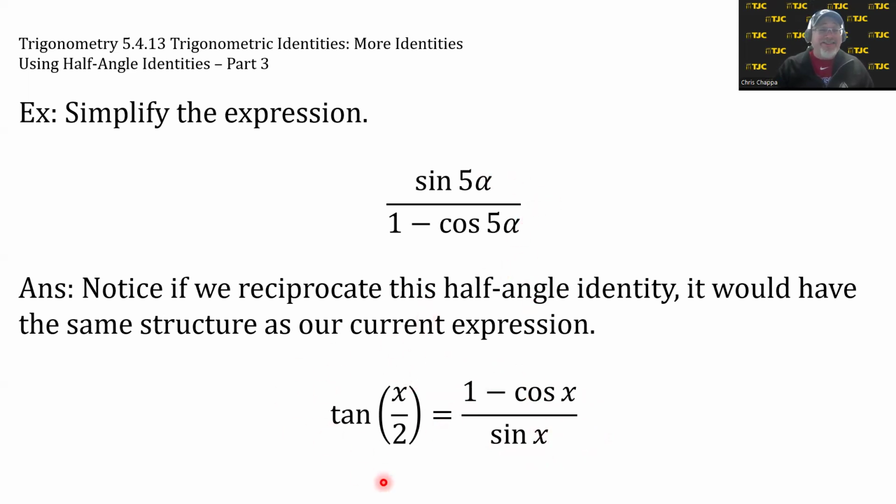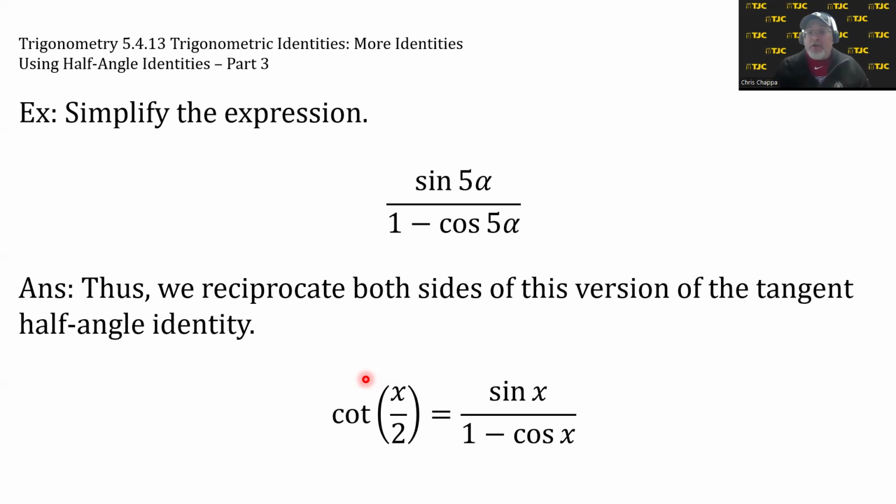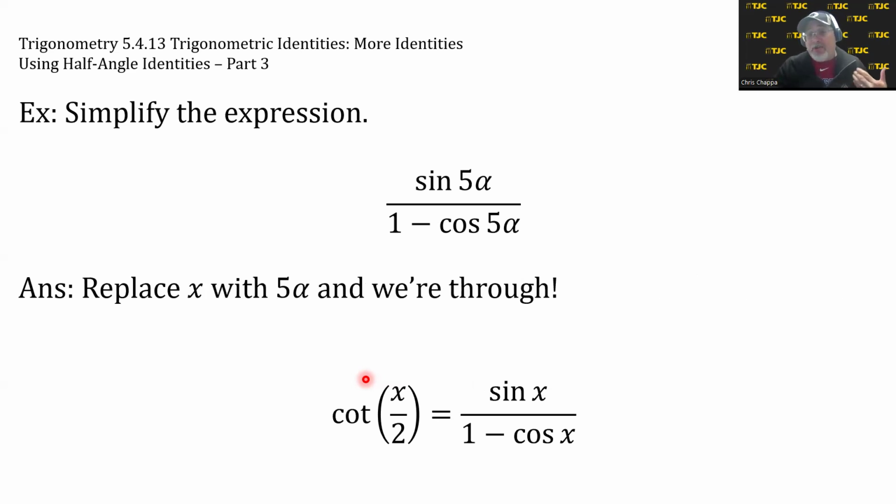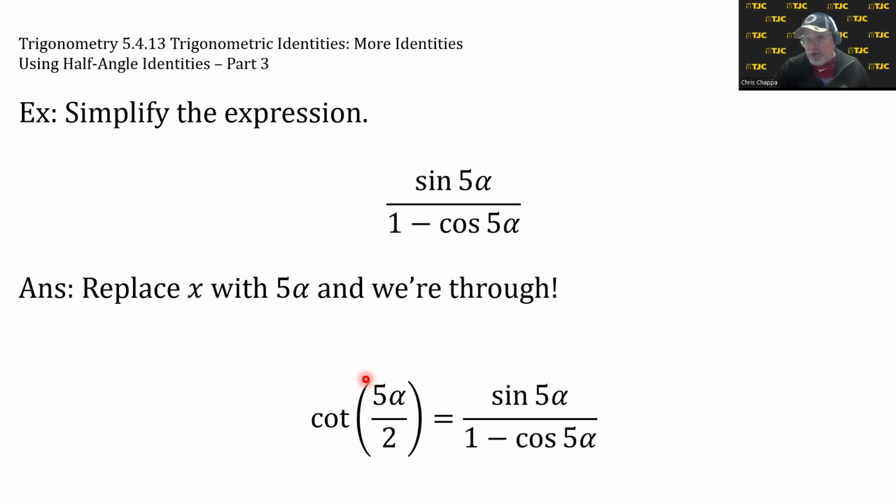But what do we get when we reciprocate the left side, when we reciprocate tangent of x over 2? Now, if you're thinking of tangent of 2 over x, no. Because when you reciprocate a trig function, you don't reciprocate its argument. We need to reciprocate tangent, not x over 2. And the reciprocal of tangent, of course, is cotangent. So if we take the reciprocal of both sides, we get a new version of this identity. Cotangent of x over 2 equals sine of x over (1 minus cosine of x). And now we just replace the x with the 5 alphas, and we're through.